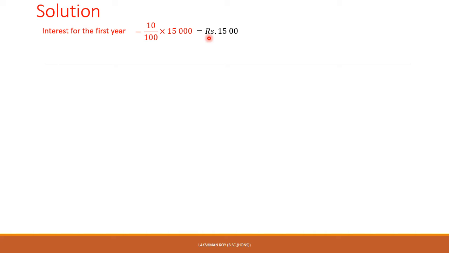So first of all, we have to find the loan remaining at the end of the first year, right? The loan amount at the end of the first year, that means the borrowed amount 15,000, and we have to add the interest for the first year, that is 1,500. So then we get 16,500 rupees as the loan amount at the end of the first year. Now you have to calculate interest on this 16,500. So that is the interest for the second year.